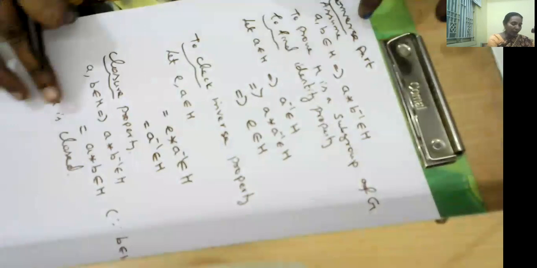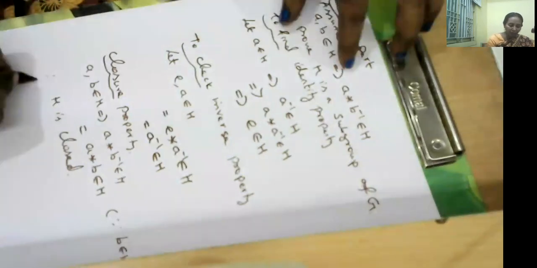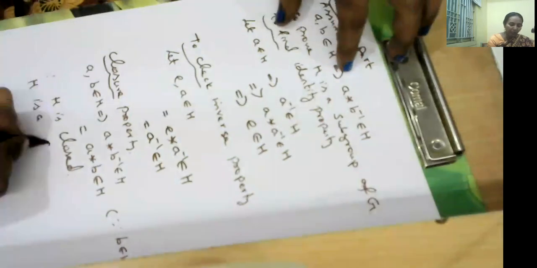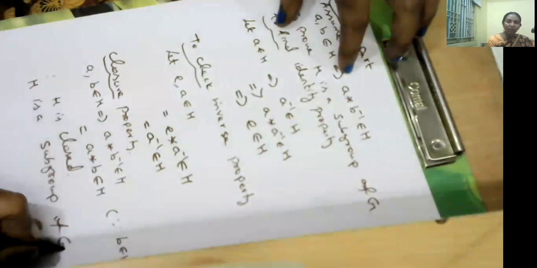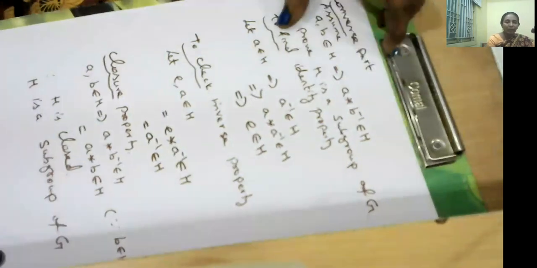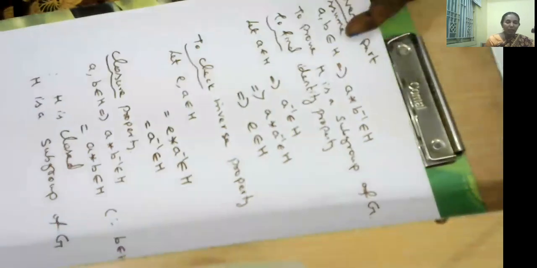See here, H satisfies these three properties. Now we can conclude that H is a subgroup of capital G. So this way we are proving that the necessary and sufficient condition for a subset to be a subgroup is that A comma B belongs to H implies A star B inverse belongs to H. This way we are proving.